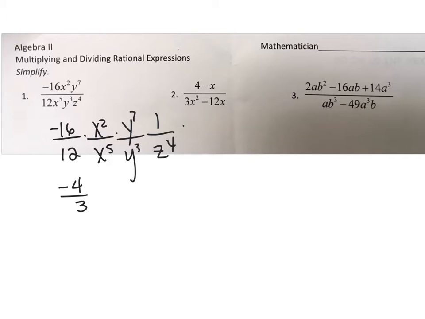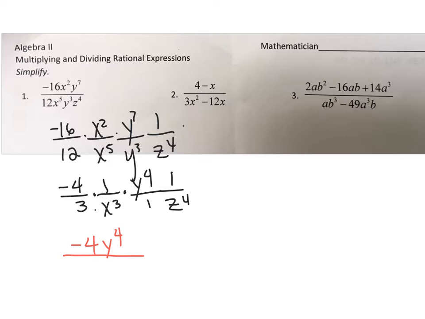X squared over x to the 5th gives us 1 over x cubed. More x's in the bottom. Y to the 7th over y to the 3rd gives us y to the 4th. It's at the top. And 1 over z to the 4th. Okay, all of this is multiplying. So we're going to multiply straight across the top. And when we do that, we're going to get negative 4 times 1 times y to the 4th. This is all we have at the top.